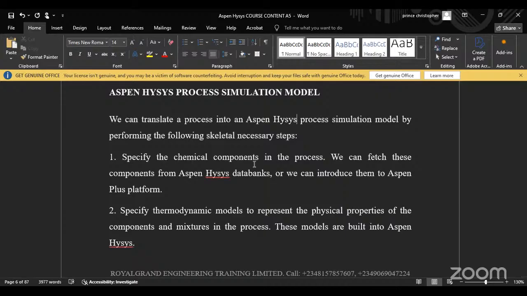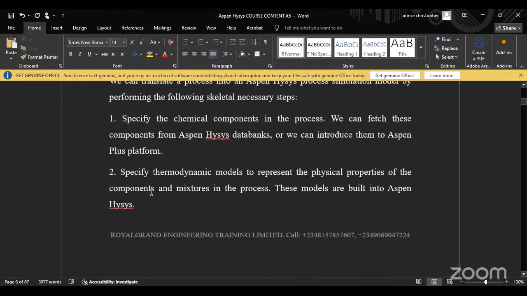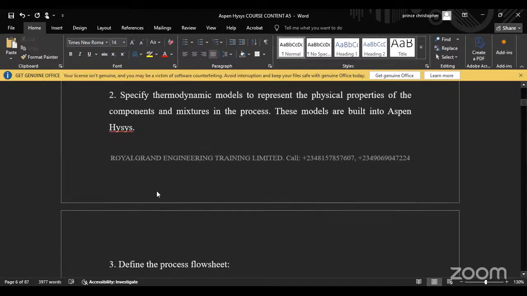If you want to produce water, we know that we have hydrogen and oxygen. We want to use Hysys to model a process to get water. We need to specify the components, our reactants and the product. So those components, hydrogen, oxygen, and water, we need to specify. And we can fetch these components from the Aspen Hysys database. The next thing we need to do is to specify our thermodynamic model to represent the physical properties of the components. We are going to talk about thermodynamic models as we go forward.